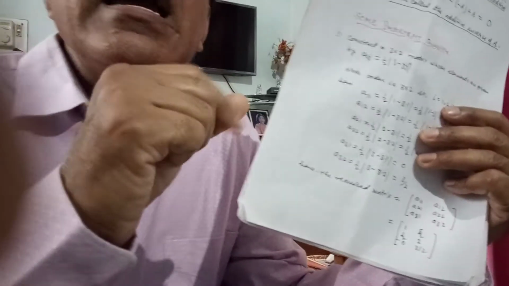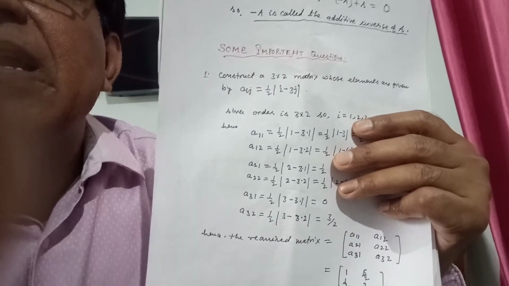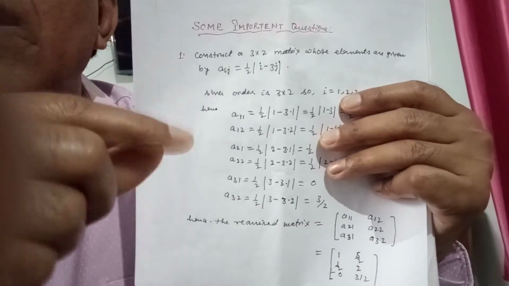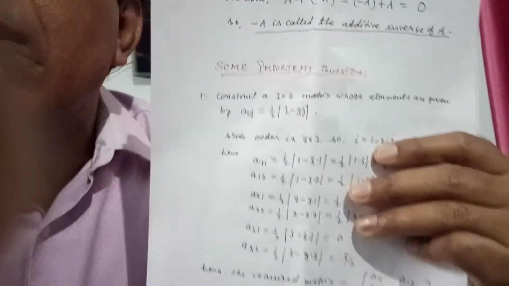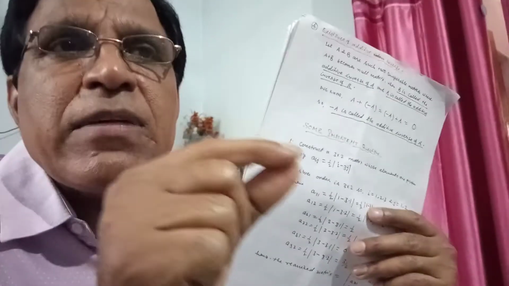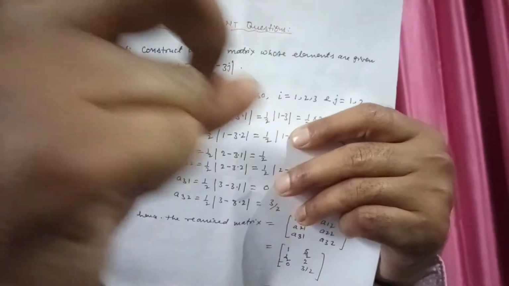Aij is actually the elements represented by the given matrix, so Aij is equal to 1 by 2 mod of I minus 3j. Since we are making a matrix of order 3 cross 2, here in the elements Aij, I represents the number of rows and j represents the number of columns. So the value of I should be taken as 1, 2 and 3, and the value of j should be taken as 1 and 2 only, because the matrix has only 2 columns. So one by one we find out the elements of our required matrix.